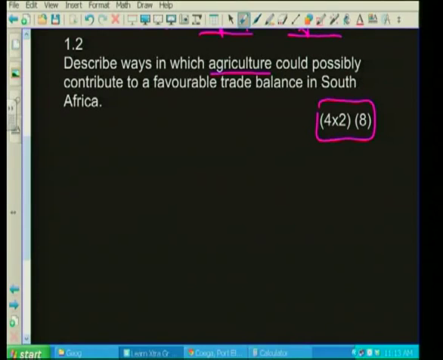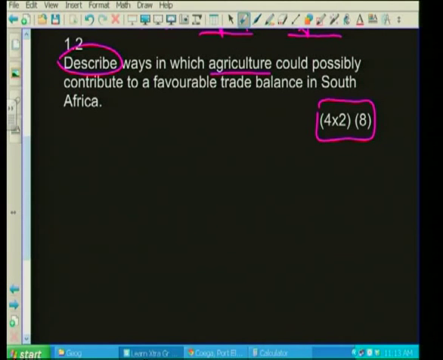So this question here is a 4 times 2, 8 mark question. It's a lot of marks. You have to say 4 things that you've explained or written out fully to be able to get those double marks. And remember, we are describing, saying how something is, the way in which agriculture could be a major contributing factor towards a favorable balance of trade. How can we use agriculture to have a good positive balance of trade year in and year out?